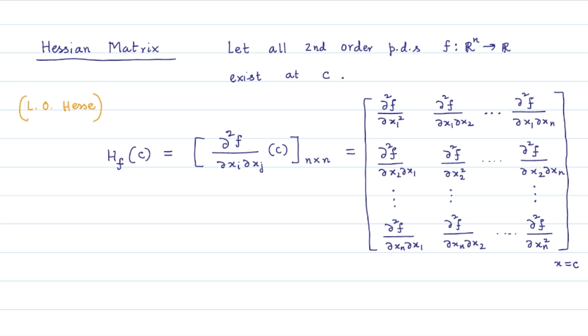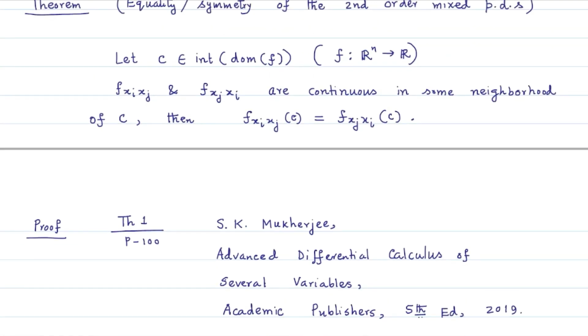Notice that if all the second order mixed partial derivatives of the function f are continuous in some neighborhood of the point C, then this Hessian matrix is a symmetric matrix. This is due to Schwarz's theorem on equality of mixed partial derivatives that we have stated over here.